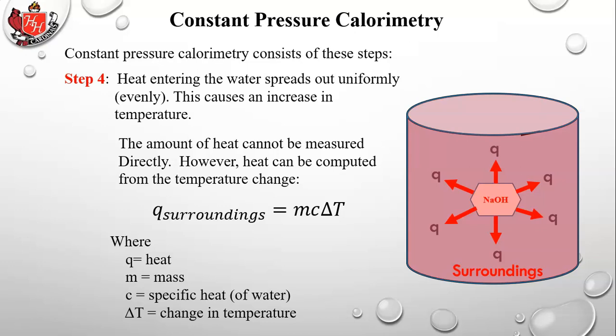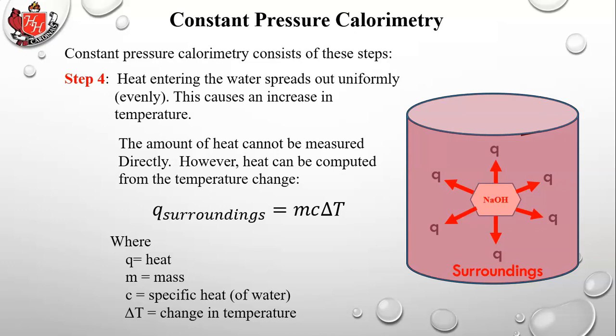The amount of heat cannot be measured directly. However, heat can be computed from the temperature change of the surroundings. So the heat that came out into the surroundings is going to equal, and here's the key formula, the mass of the surroundings times the specific heat of the surroundings. But in this case, the specific heat is just that of water.